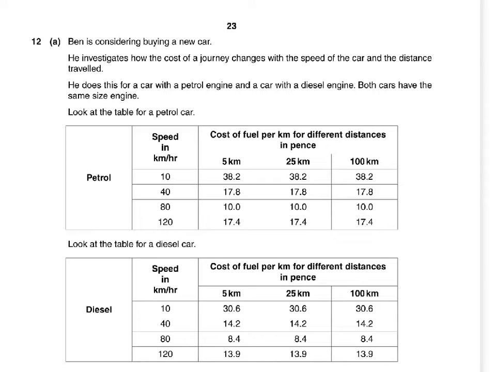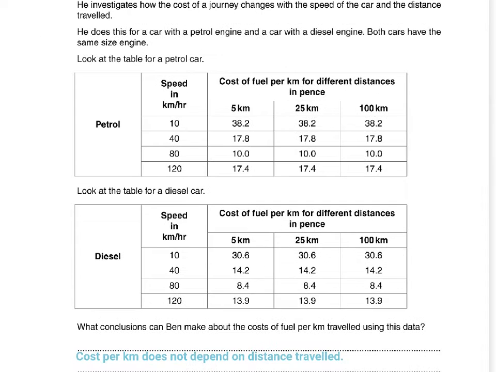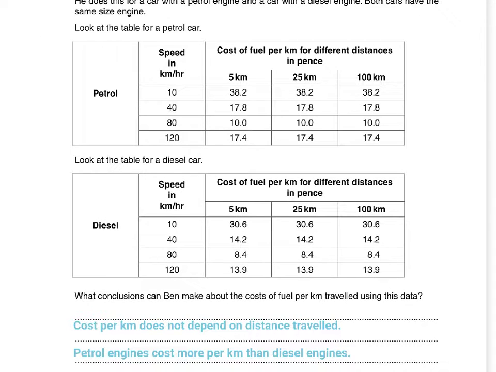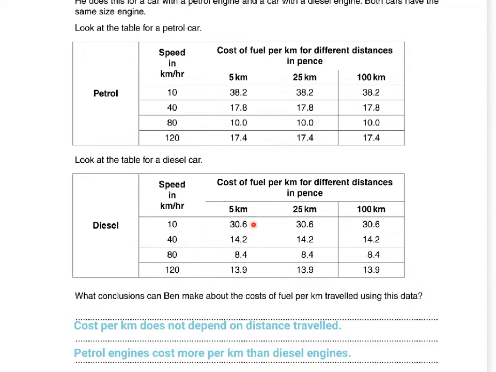I'm just going to scroll down now and see if that's true also for the diesel car. So let's have a little look. Yeah, exactly the same for the diesel car. Distance has no effect on the cost of fuel per kilometer, and it follows the same pattern: as the speed increases, you get to this sweet spot where it's most efficient and the cost of fuel per kilometer is lowest. But then if you go beyond that, if you try to beat your friends in a race or whatever, then of course that cost goes back up.